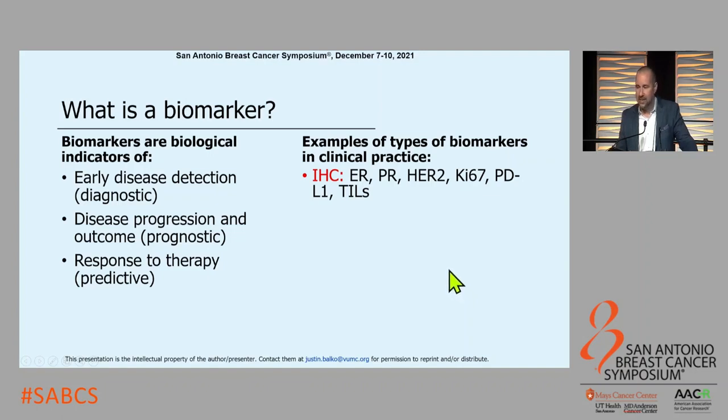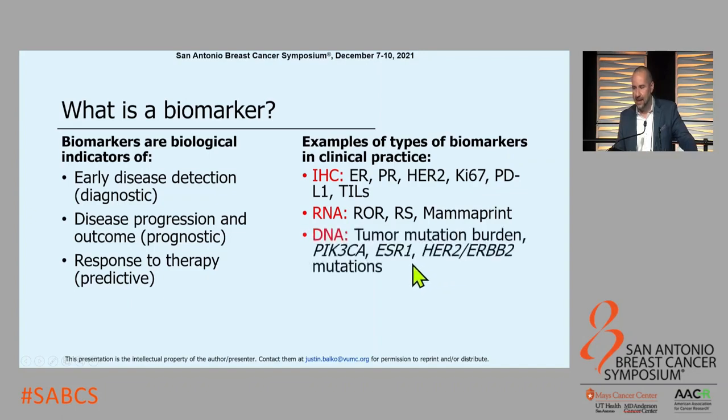So here are some examples with different tissue sources or different technologies. For instance, immunohistochemistry, which is one of the older technologies we've been using for quite some time. Examples would be estrogen receptor, progesterone receptor, HER2 positivity, Ki67, PD-L1, and TILs. As far as RNA, a different type of analyte, we know these to exist typically in the form of the Oncotype DX assay, the MammaPrint assay, and also the Prosigna assay.